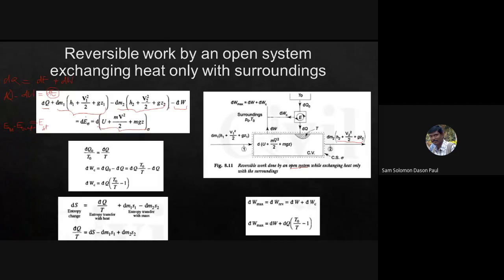Okay, that is equal to dE, and E. So this sigma represents the control surface. They have given you a sigma here that represents the change in energy inside the control surface. Okay, dU plus mV squared by 2 plus mgz. So this is a simple energy balance equation.